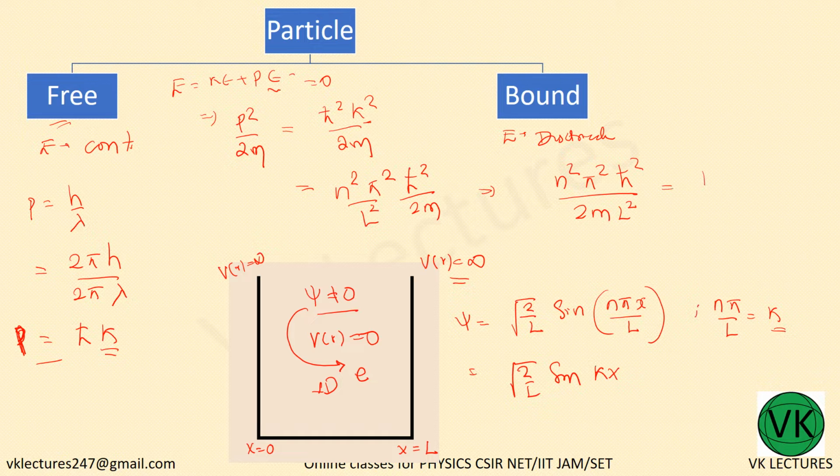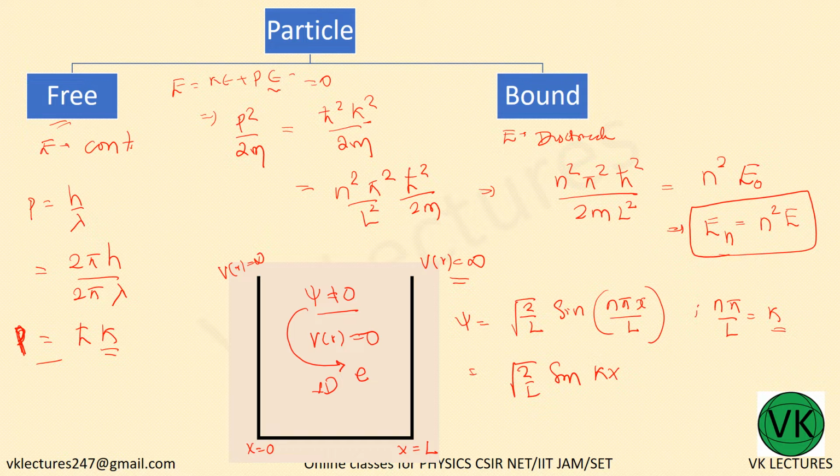This you can write as n square into, here pi is a constant, h cross is a constant, 2m and L are constant. All are constant, so you can write it as E naught. So your total energy E is equal to n square E naught. Total energy means energy of the nth state. If the electron is in the nth state, your energy is given by this.